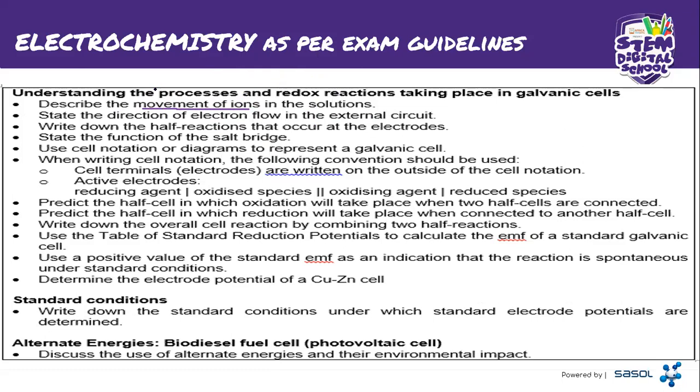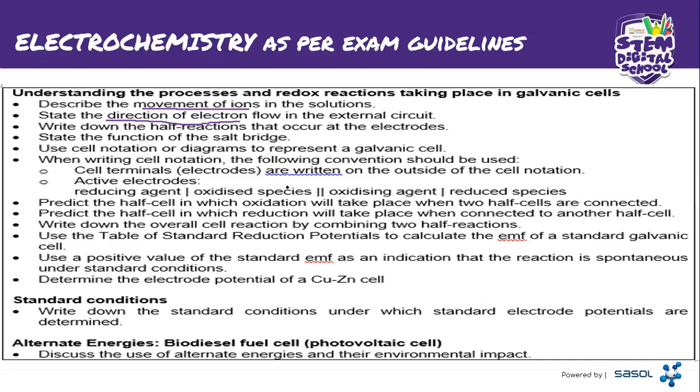We need to know that when we have the loss of electrons, what happens to the ions? When we have the gain of electrons, what happens to the ions? So the movement of ions is very critical. And we must be able to state the direction of electron flow in the external circuit. So we need to know the direction of electron flow, and I will remind you of this one.